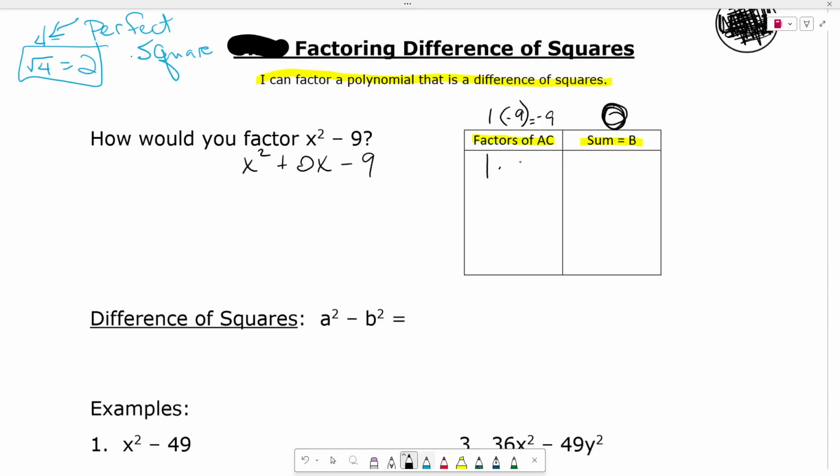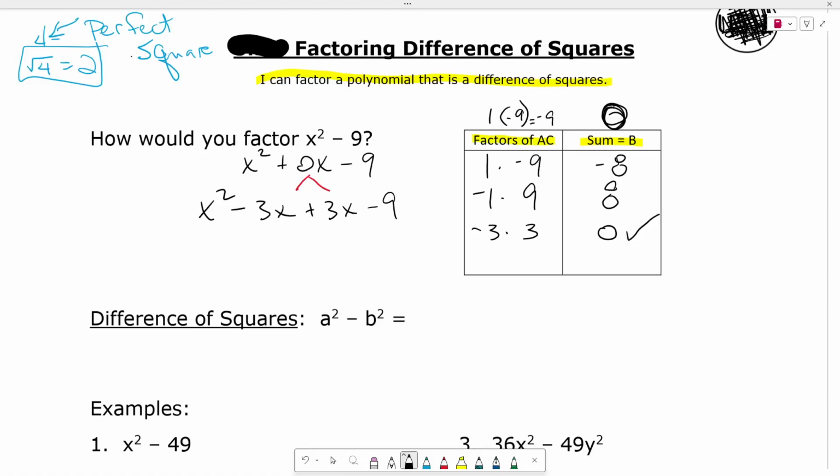Well, if I did 1 times negative 9, that gives me negative 8. If I did negative 1 times 9, that would give me a positive 8. If I did negative 3 times positive 3, that would give me 0. There's our winner. So I'm going to break this thing apart here. So I have x squared minus 3x plus 3x minus 9, doing my factoring by grouping.